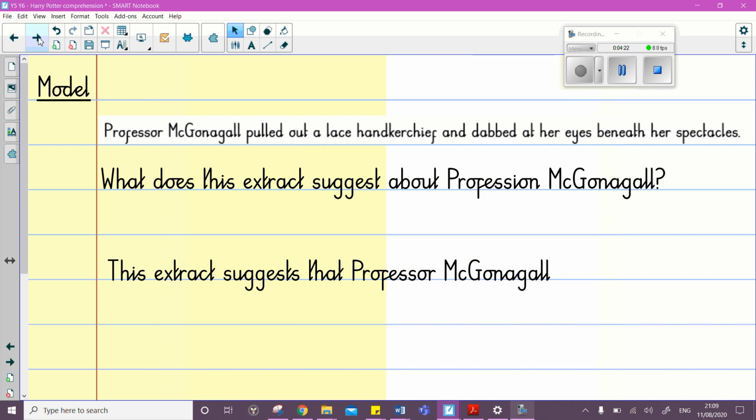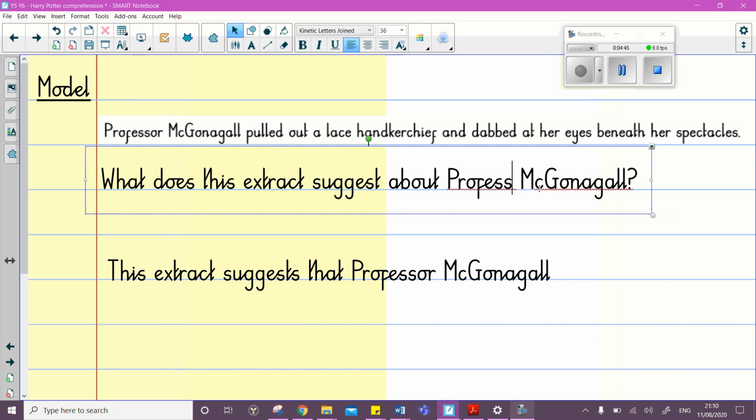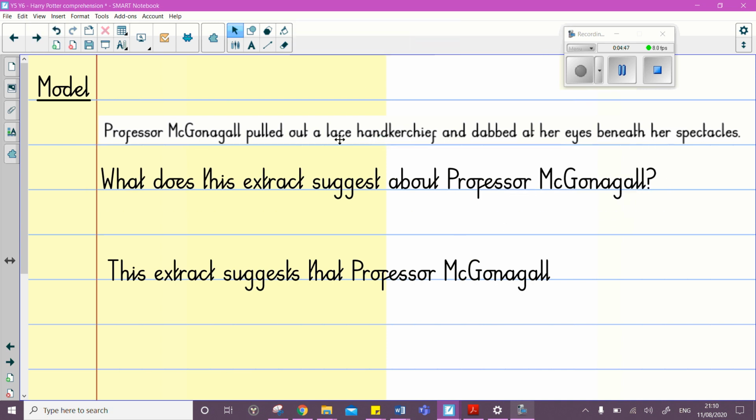So we're going to use our inference skills now. I've taken an extract from the text and we're going to infer what Professor McGonagall is like. So I'll read the extract. Professor McGonagall pulled out a lace handkerchief and dabbed at her eyes beneath her spectacles. What does this extract suggest about Professor McGonagall? Now, when I'm looking at this text, it's saying she's pulling out a handkerchief. I know a handkerchief would be used either to blow your nose or to dry your eyes, or maybe to wipe something off your face.